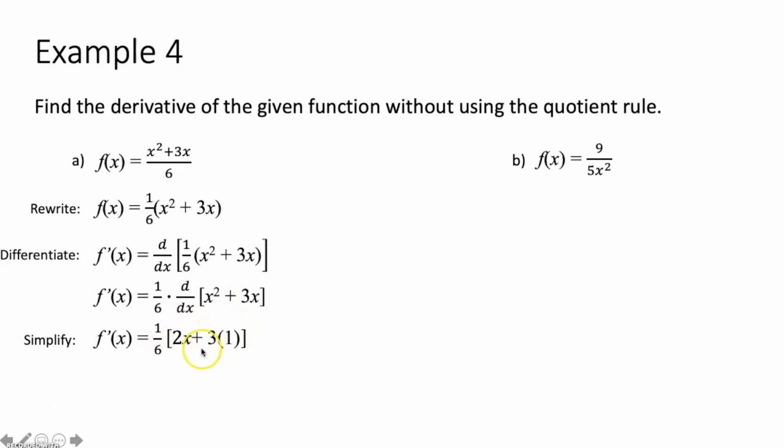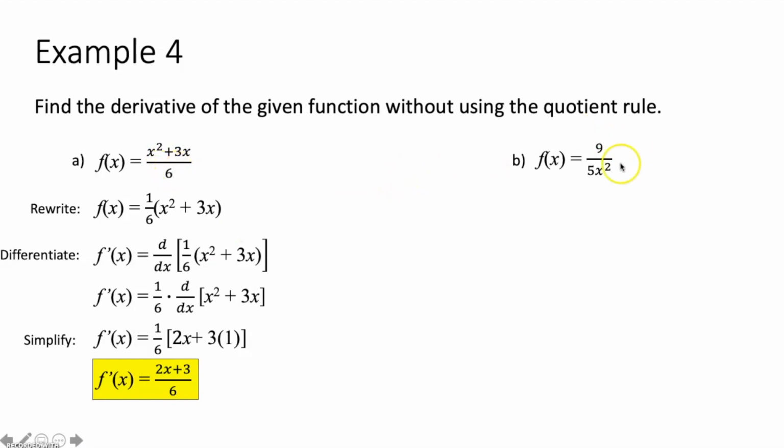Now, if I were to simplify this, I could either distribute the 1/6 to the 2x and to the 3, and I get 1/3 x plus 1/2, or I could just rewrite it as 2x plus 3 all over 6. Either way, this is my derivative. And I got it without using the quotient rule. You could use the quotient rule, but it takes way longer and is much harder.